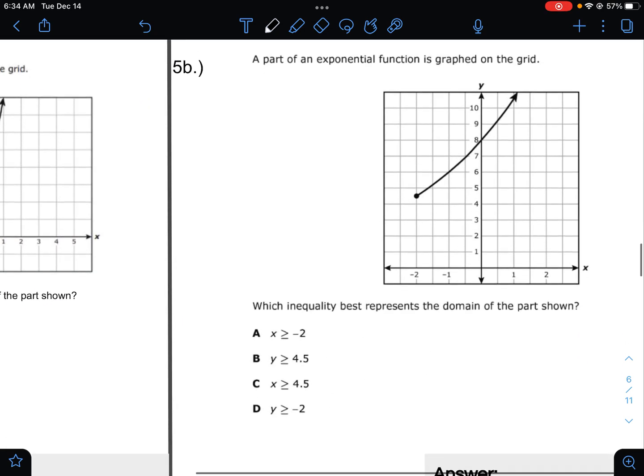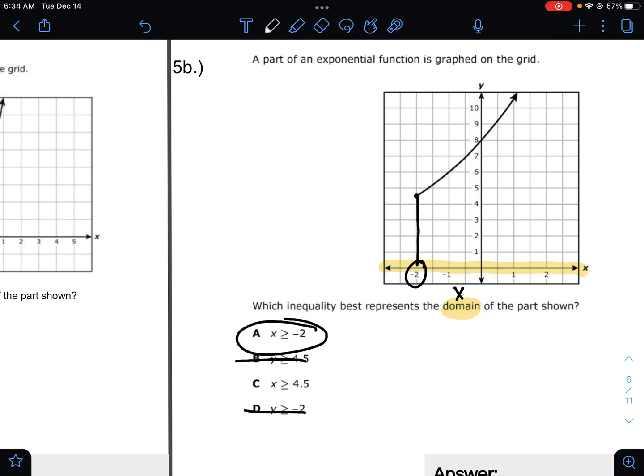Looking at 5B, which part of the exponential function is graphed on the grid. Which inequality best represents the domain? So I'm going to my x-axis. Okay, so from here, I draw a line to my x-axis to see what x value I am going to use. I can look at my answer choices. Since I know domain is my x's, I can eliminate B and D because those use y's. And I circled -2 on my x-axis, which means it should be A.